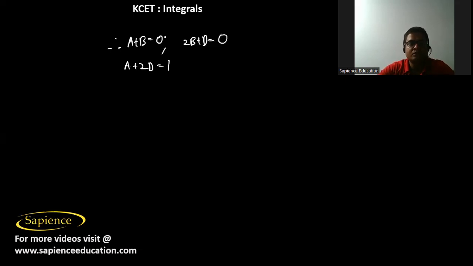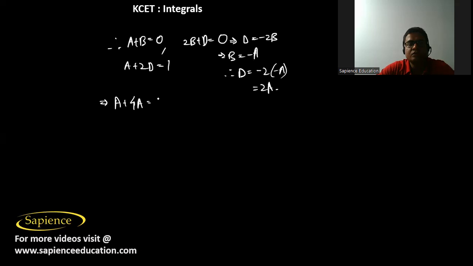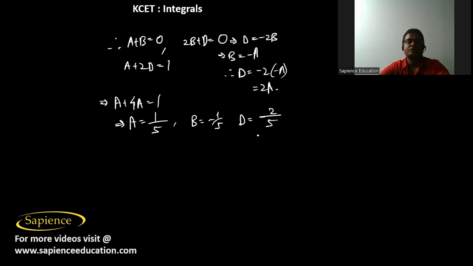Okay, so therefore b should be equal to minus a, and d should be equal to minus 2b, and b is equal to minus a. So therefore d is equal to minus of 2 into minus a, which is equal to 2a. d is equal to 2a. So therefore a plus 2 into 2a means 4a is equal to 1. So a is equal to 1 by 5, and b is equal to minus 1 by 5, and d is equal to 2 by 5.